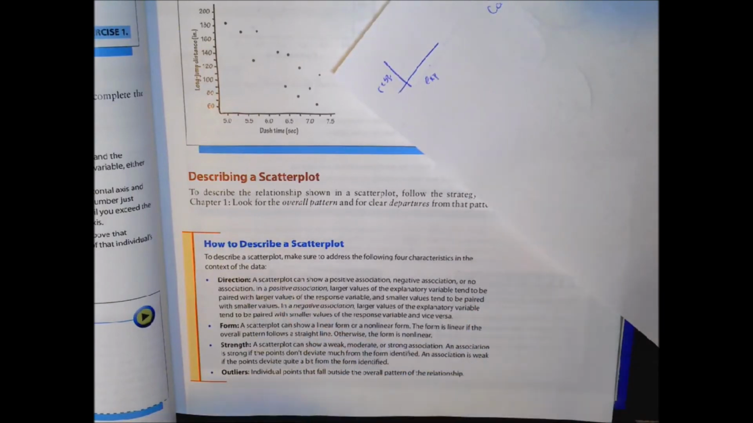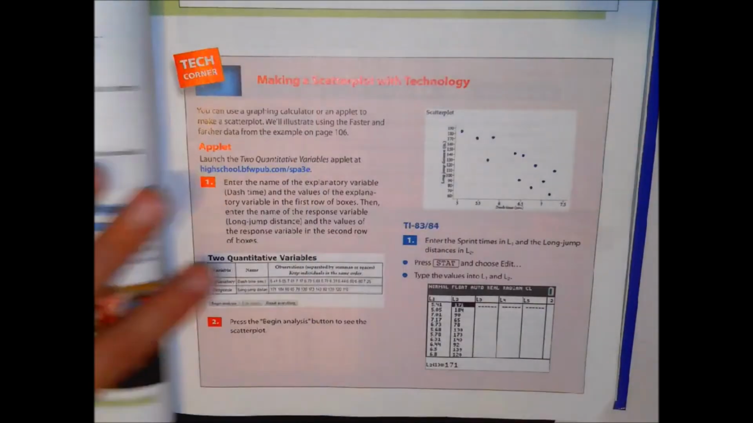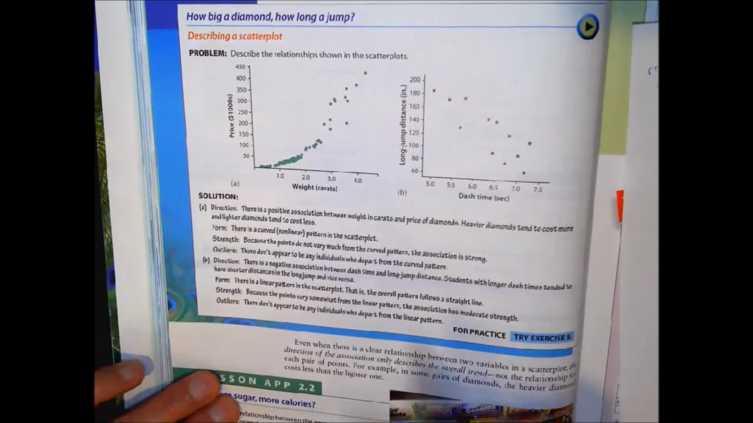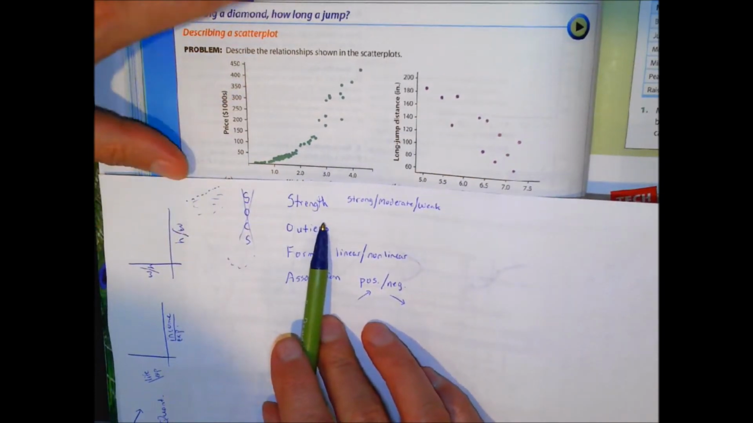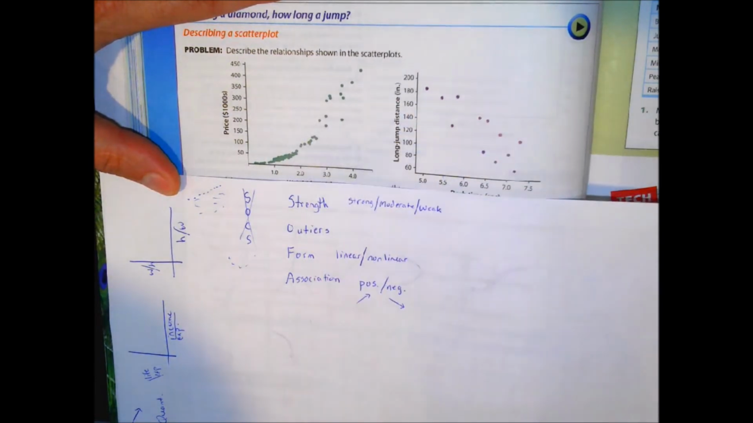Okay, so let's describe some here. If we look at this first one here, so if we look at strengths and all that, okay? I would say, since they're all grouped together pretty well, I'd say it's a fairly strong one. Okay, so we would say this was a strong correlation. Okay, we would also go to outliers. There don't appear to be any outliers here.